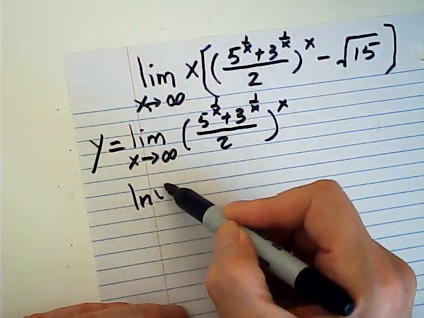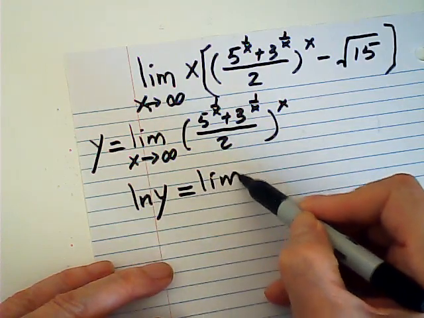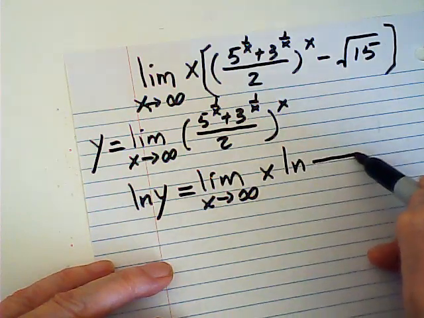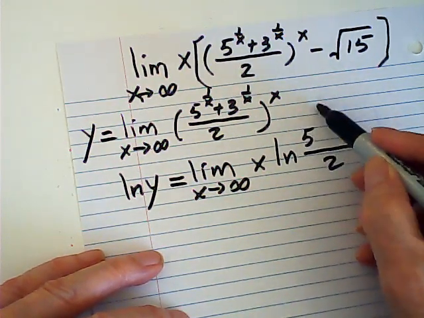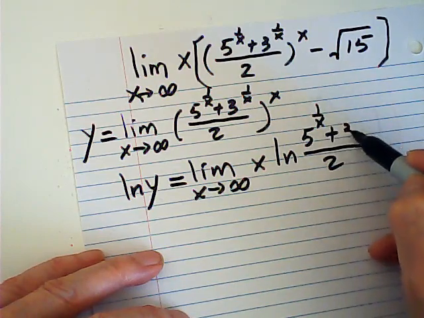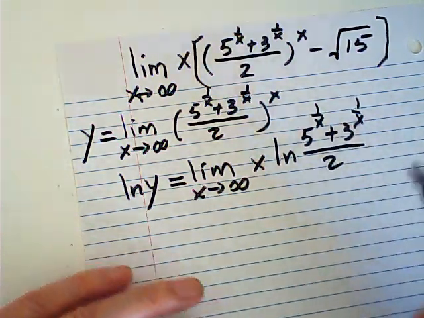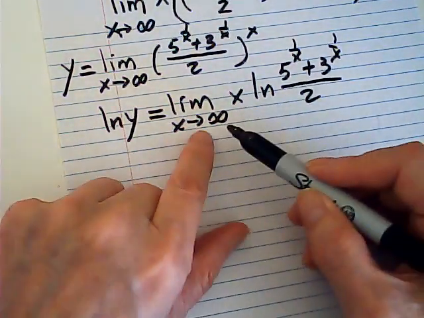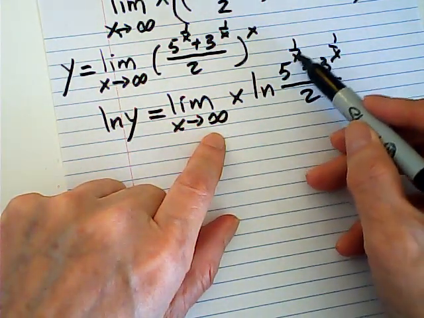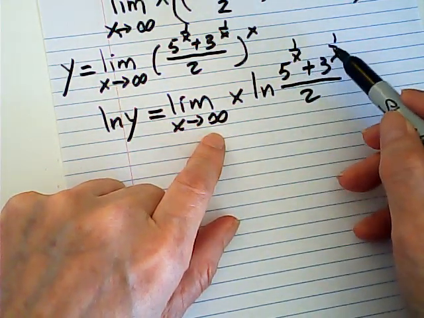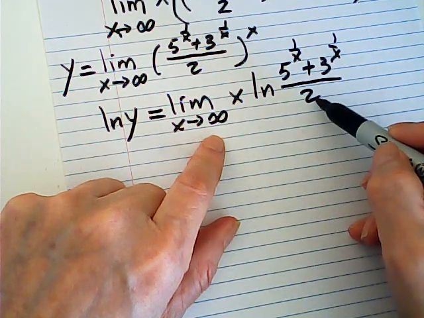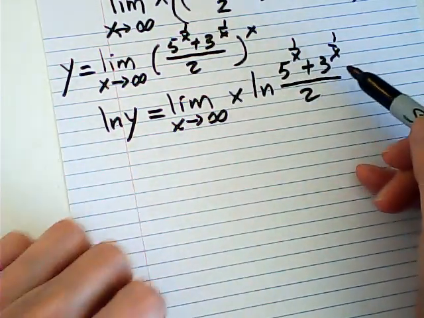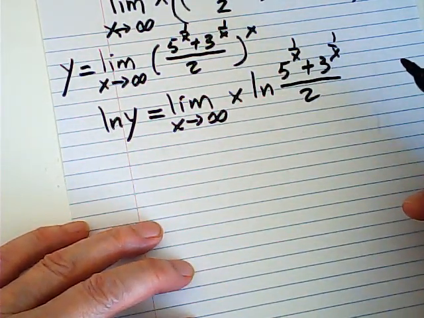And log y is equal to the limit as x goes to infinity of x log of (5 to the 1 over x plus 3 to the 1 over x) over 2. That's quite obvious, right? Now, when x is infinity, this will be 0. So 5 to 0 is 1, 3 to 0 is 1, 2 over 2 is 1, log 1 is 0. This one is infinity. So therefore the product is an indeterminate form.